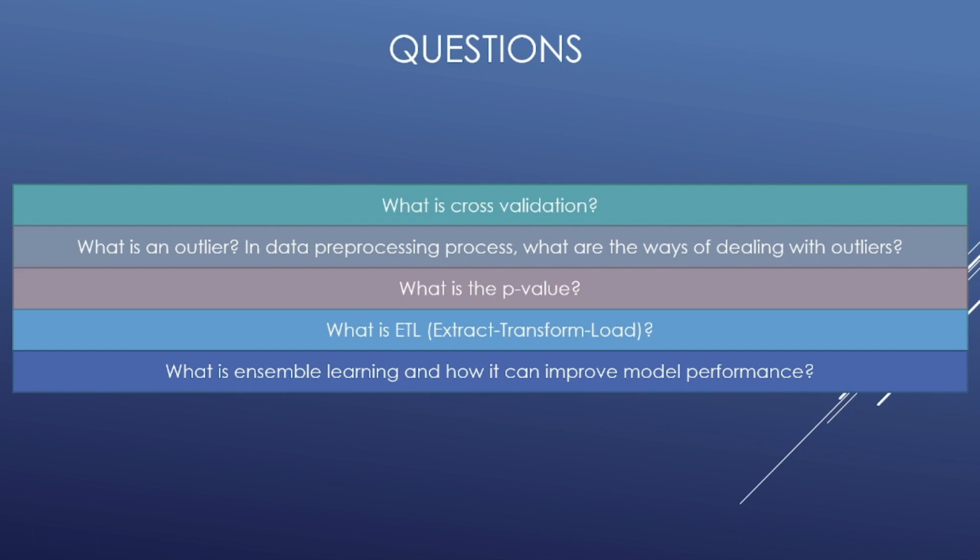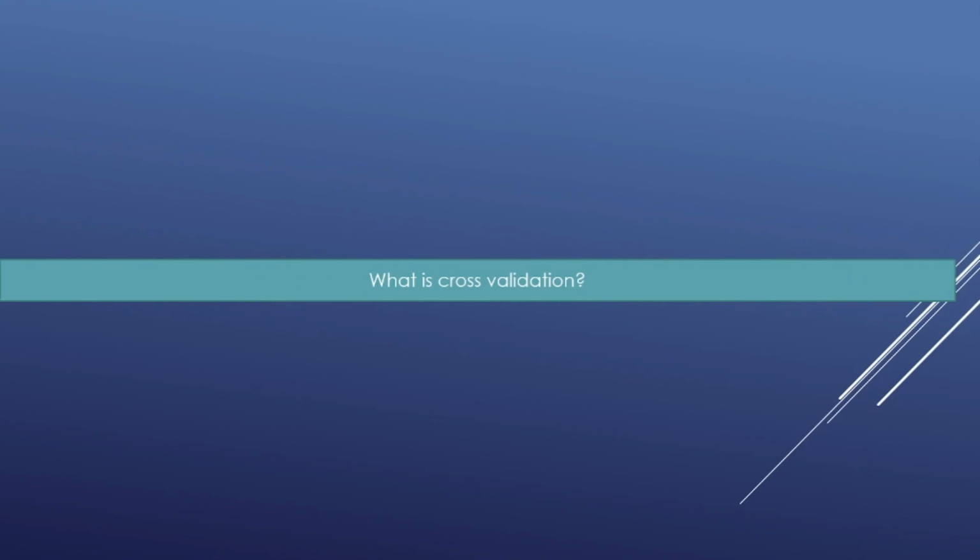Let's give answers to these questions. What is cross-validation? Cross-validation is a common technique used in machine learning to evaluate the performance of a model and estimate its accuracy. The main goal of cross-validation is to test a model's ability to generalize to new data that was not used in training.